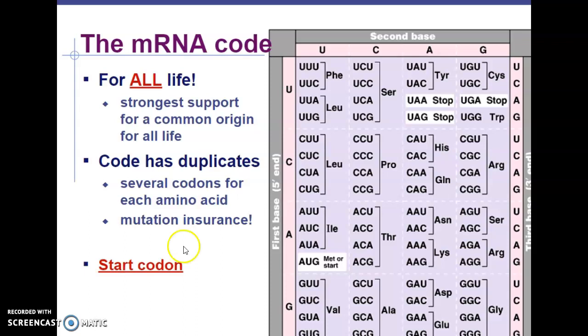The start codon: all proteins start with the same amino acid, and that's right here, AUG. So that means all proteins start with the amino acid methionine, MET. So remember, school starts in August, and so do all proteins. So AUG should be your start.